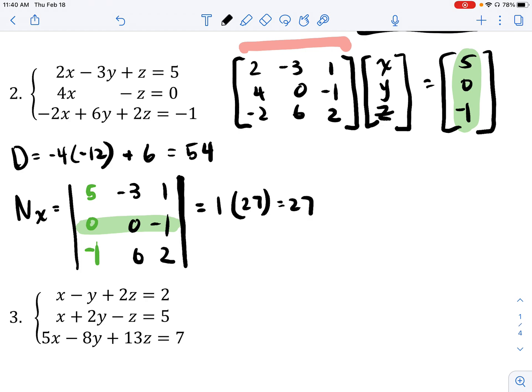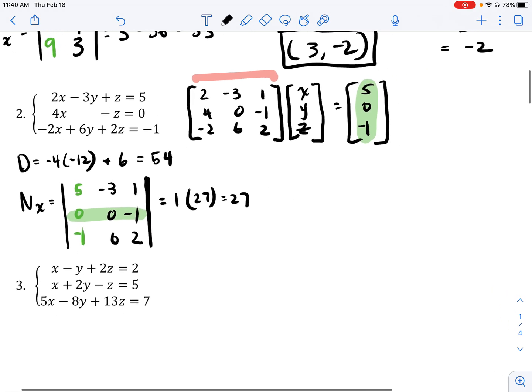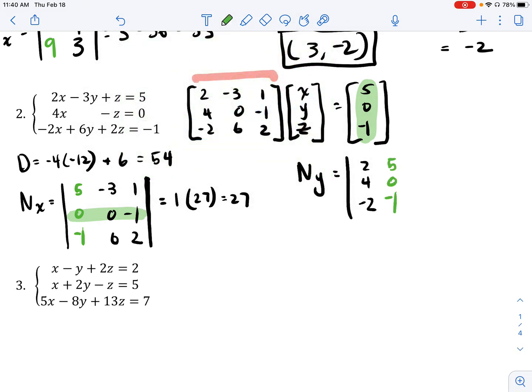Okay? So I would encourage you to pause right now and try to see if you can find the other ones on your own. And if you've had a moment to work through it, now let's try the other ones. So n sub y, we're going to replace our y column, 2, 4, -2, with 5, 0, -1. And here are the rest, 1, -1, 2.